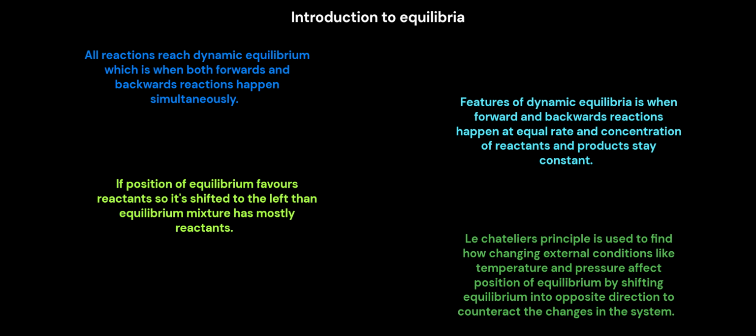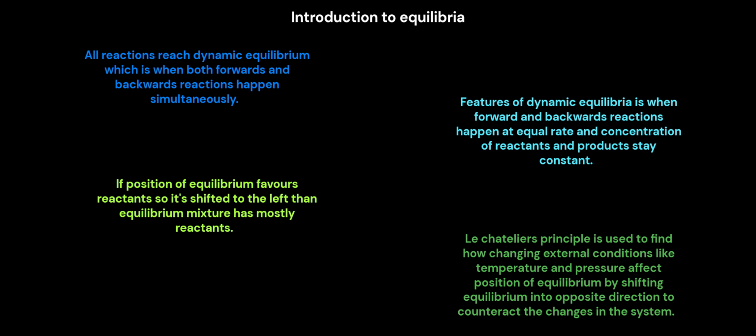Equilibria. Introduction to equilibria. All reactions reach dynamic equilibrium, which is when both forwards and backwards reactions happen simultaneously. Features of dynamic equilibria are that forward and backwards reactions happen at equal rate, and concentrations of reactants and products stay constant. If the position of equilibrium favors reactants, so it's shifted to the left, then the equilibrium mixture has mostly reactants.